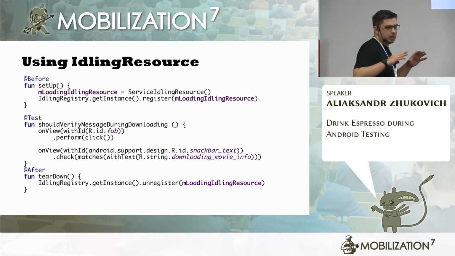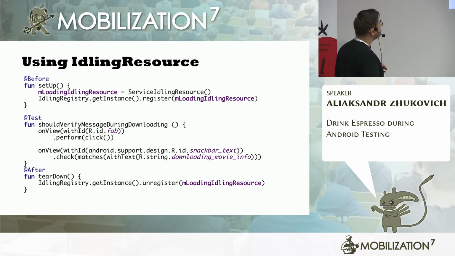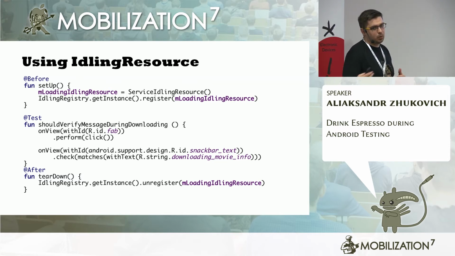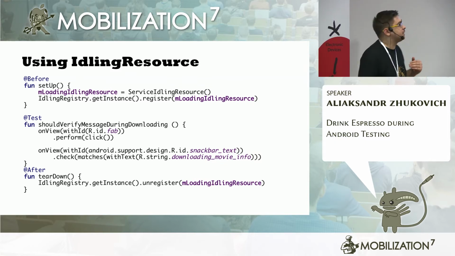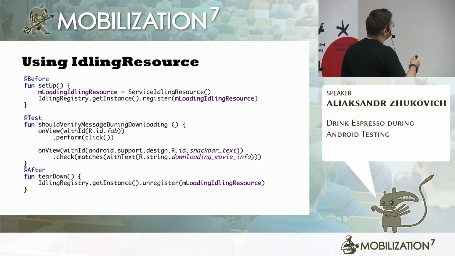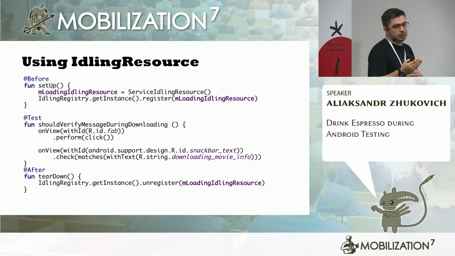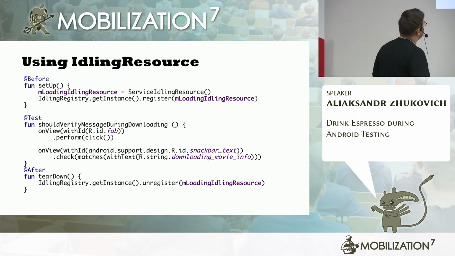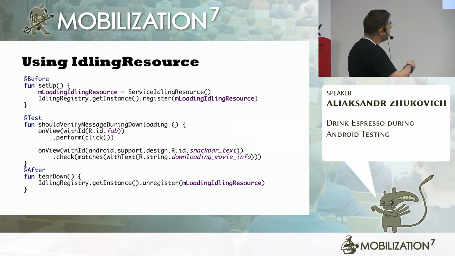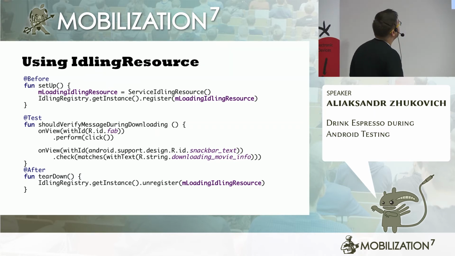Right now, we have some idling resource, but how can we use it in our test? First of all, before or inside our test, we should create our idling resource and register it before the test and unregister it after the test. And in our test, we don't care about synchronization if our idling resources are written correctly, and just do interaction with our application.